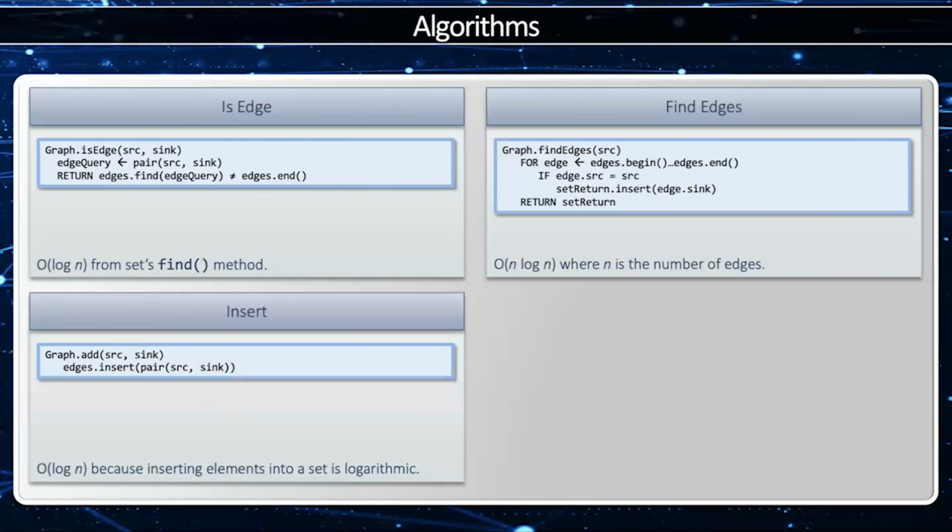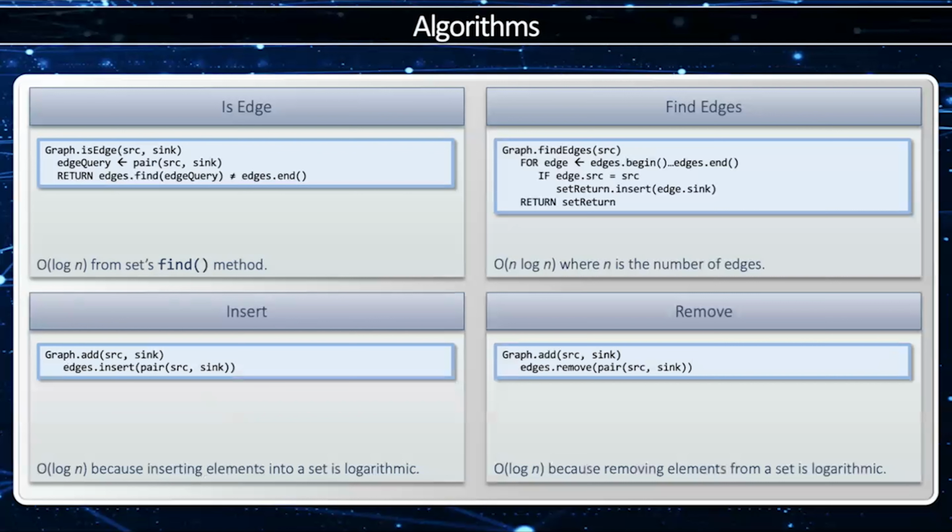Next is insert. I want to insert a new edge into the graph. I'm going to have to create a pair from the source and sink, and I'm going to insert that pair into my edges set. This is log n because inserting an element to a set is logarithmic. To remove, I'm going to create a pair from my source and sink just like before, and I'm going to call set's remove, which will remove that element from my set. This is log n also because set's remove is logarithmic.